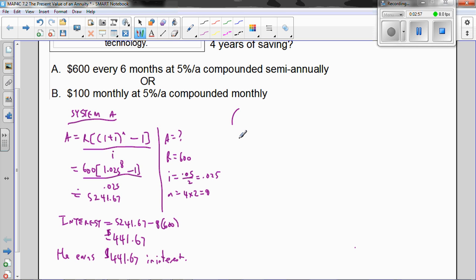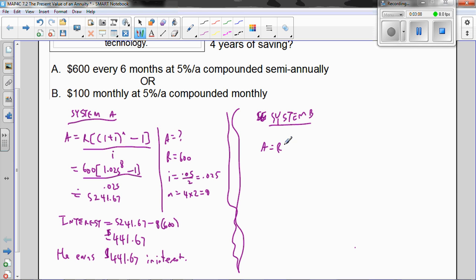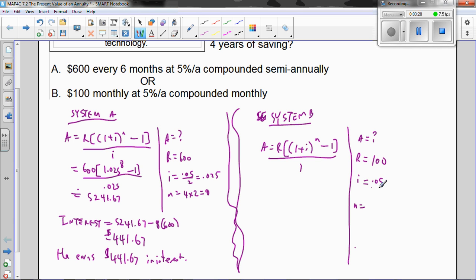Good. System B. Same formula. What changes? Not much. Actually, everything changes, doesn't it? The amount at the end we still don't know. The regular payment is $100. The interest rate is 5% monthly.